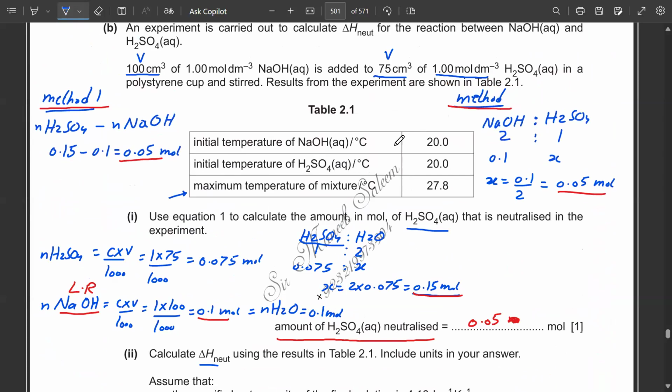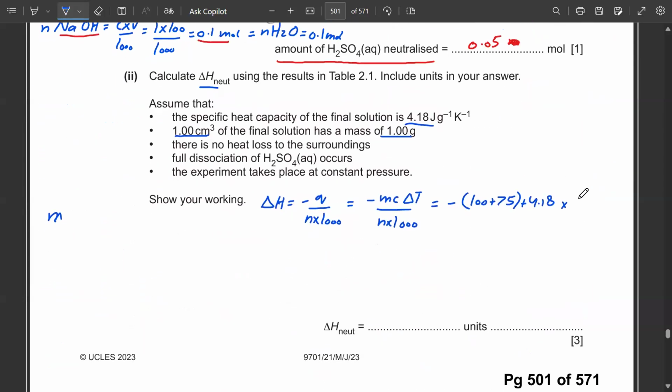That's Ti, the initial temperature for NaOH, and that's the initial temperature for H2SO4, and the maximum temperature is basically Tf. So delta T is Tf minus Ti. Tf is 27.8 and Ti for both is the same, which is 20. So the answer is 7.8. 7.8 is delta T.